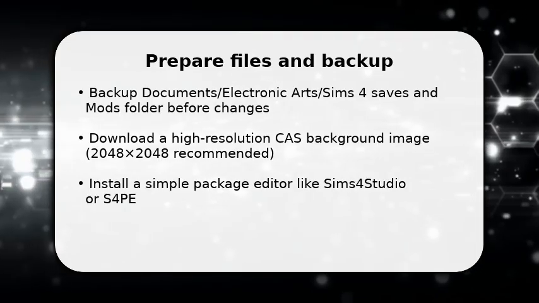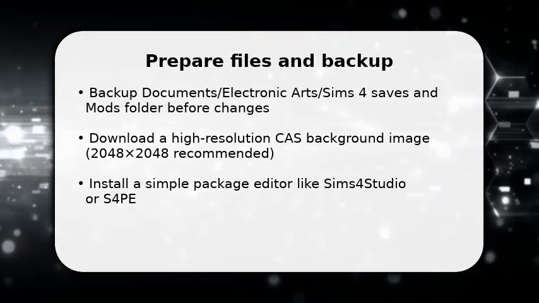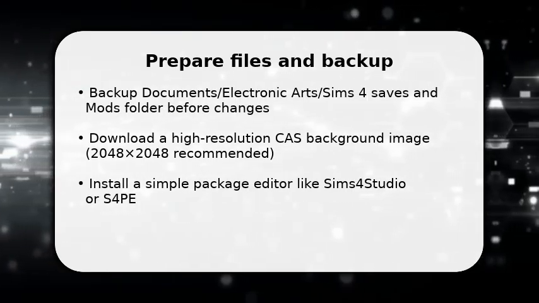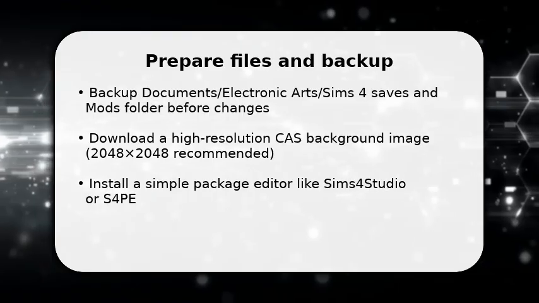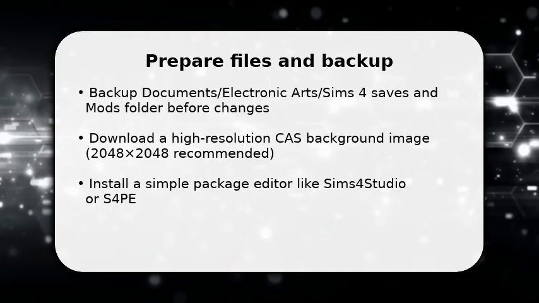You start by backing up your saves and mods so you can revert if needed. Next, get a high-resolution CAS background. 2048 x 2048 works well. It prevents blur. Install Sims 4 Studio or S4PE now so you can open package files.